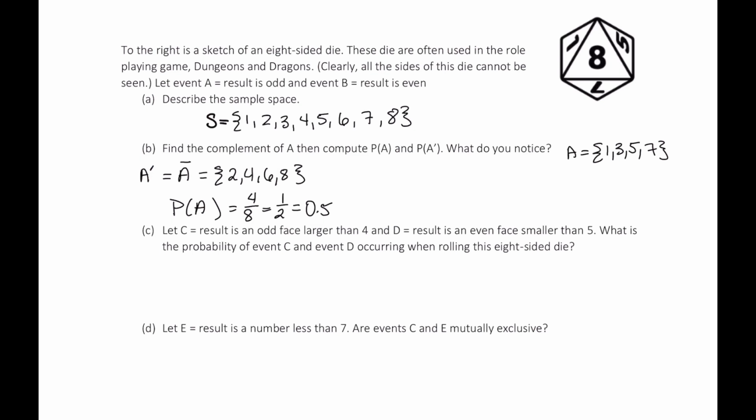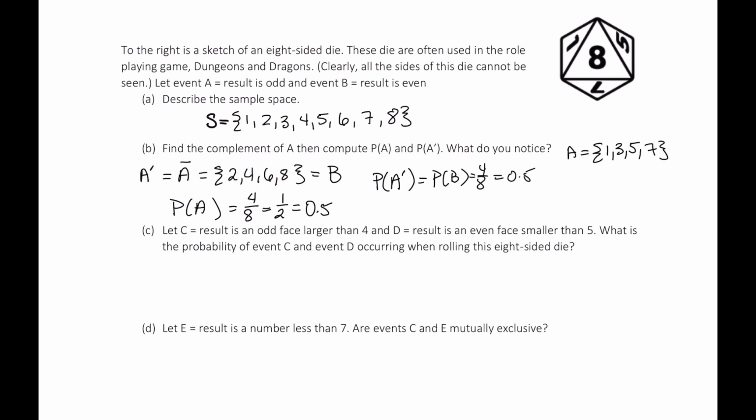Now, A complement. If you notice, event B is the result is even, these are all even numbers. So in fact, the complement of A is equal to event B. So the probability of A complement is equal to the probability of B. There are 4 ways to get an even number out of 8, and that's a half again.